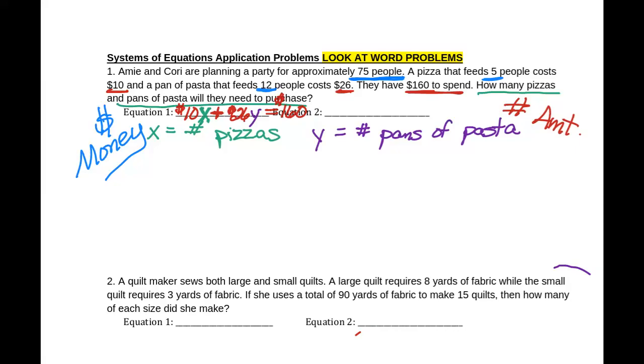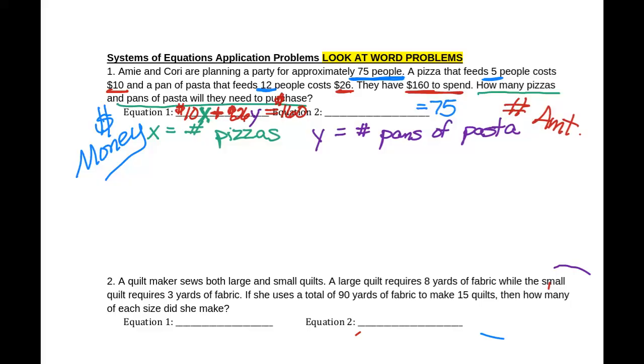The other one talks about amounts, okay? So we know we have approximately how many people coming? 75. Where do you think that 75 is going to go in your equation? At the beginning, at the middle, or at the end? At the end. That's your total. That's how many you are accounting for. So 75 is going to go at the end. I'm even going to put the equal sign in there.